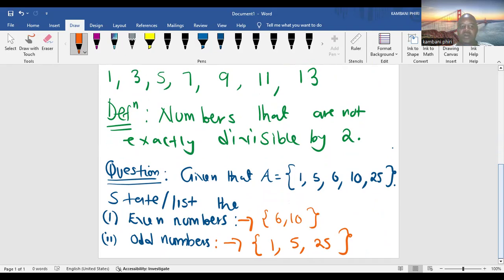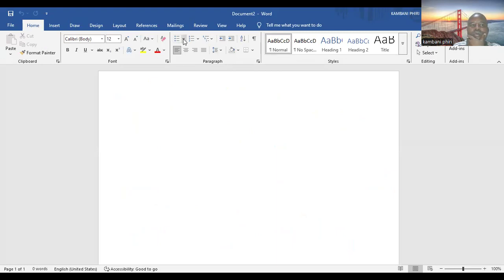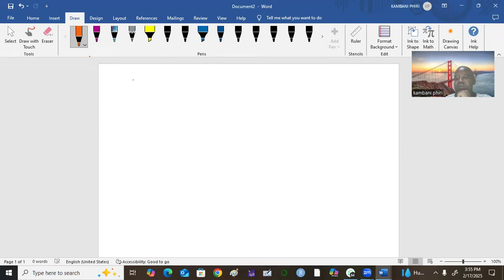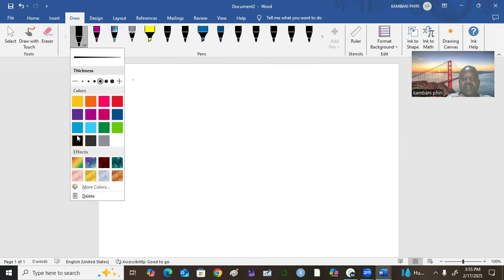Okay. We can look at another concept. From those two concepts, we can look at maybe a factor. Let's look at what a factor is.